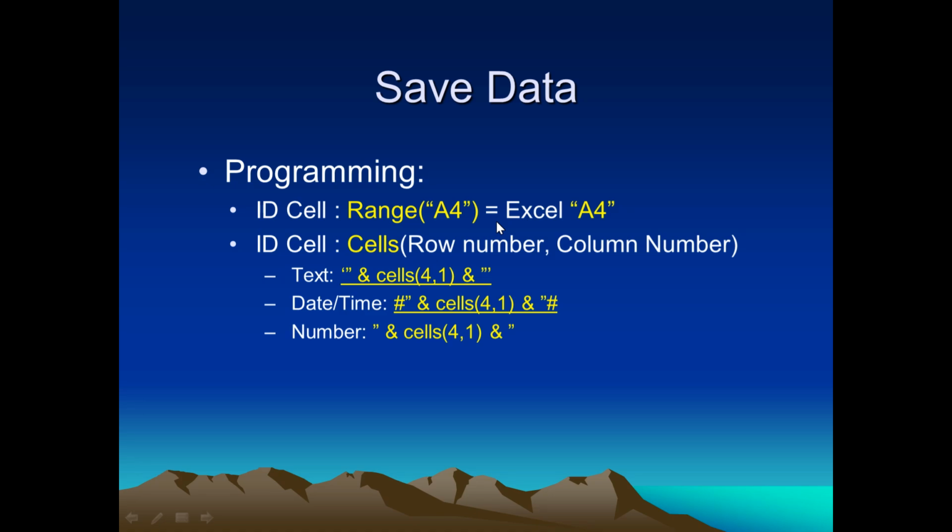There's another way to ID a cell, which is to use Cells with the row number and column number, such as this way. So for A4, you use Cells this way. And how to define each data type? If you need text, you need a double quote. For a date, you need to use the pound sign and double quote. For a number, you only use it this way. So that's easy to transfer to a different data type.